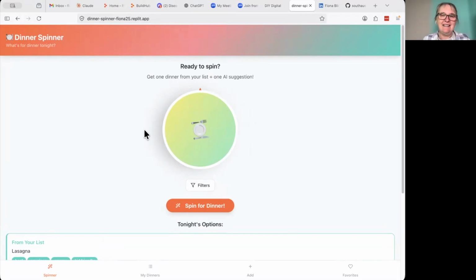But the idea that I have for this buildathon is an idea I've had for a while, and it's based on this dinner spinner: you put your own dinners in that you like, your favorites, and you ask it, what are we going to do for tonight for dinner? It's the perennial question. I know there's a few other dinner spinner apps out there, but this idea hasn't quite been done as I see it at the moment.